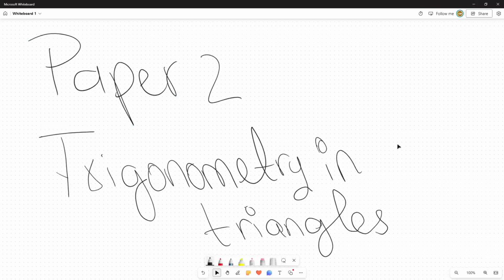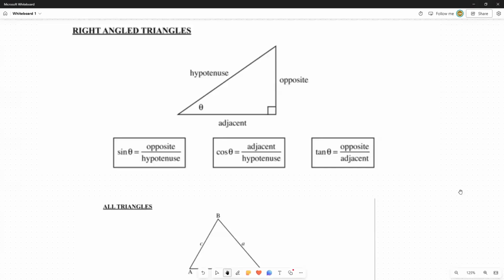Hi, in this lesson, we will be looking at what you should expect with regards to trigonometry in triangles for your paper 2. So the first thing we're going to look at is right angled triangles.